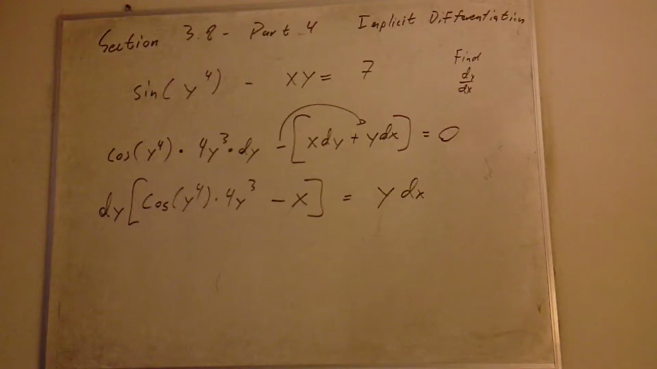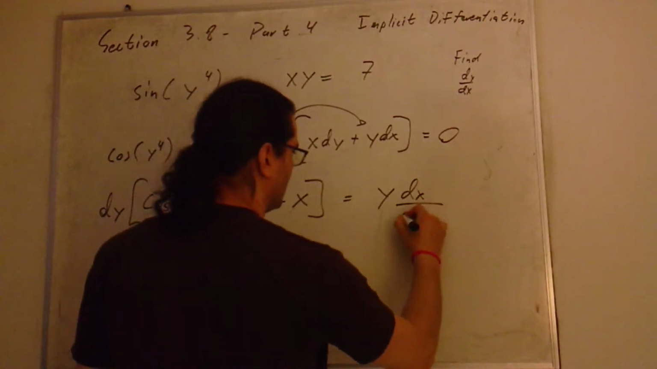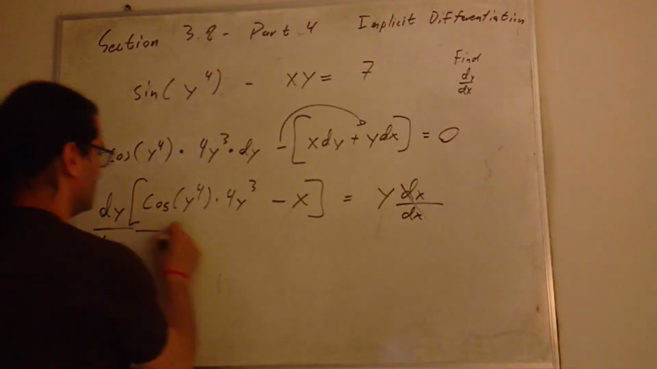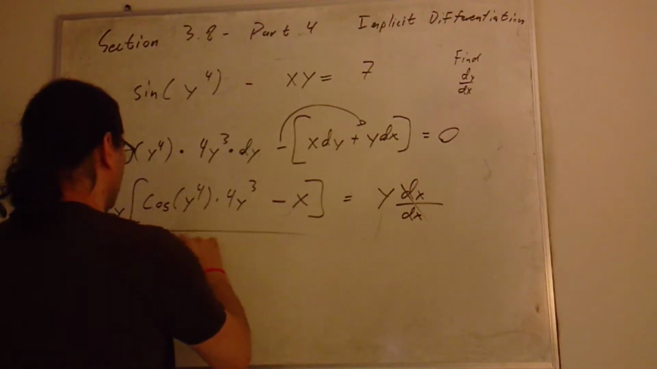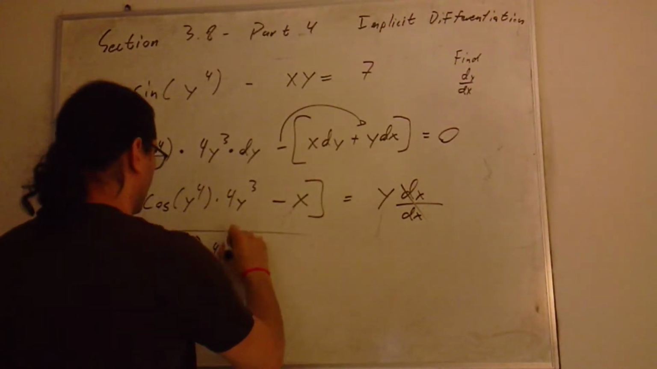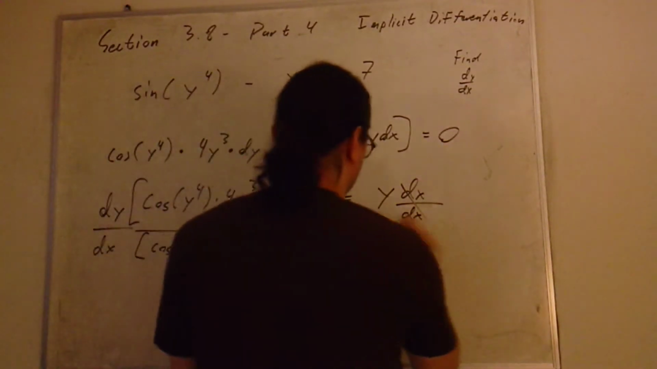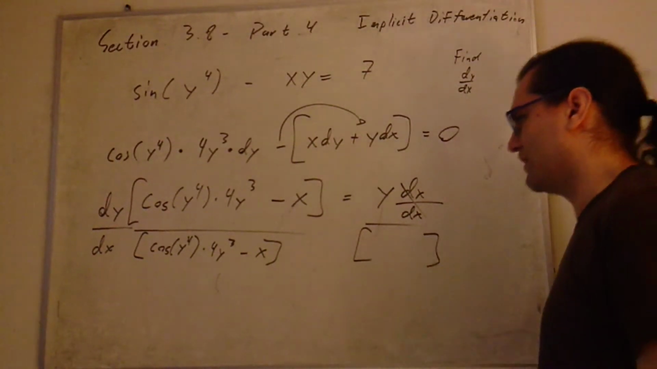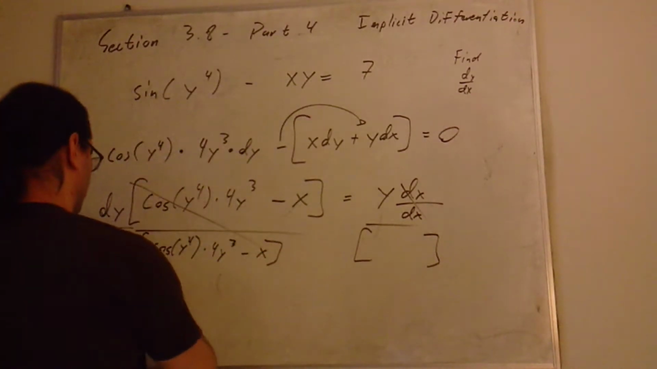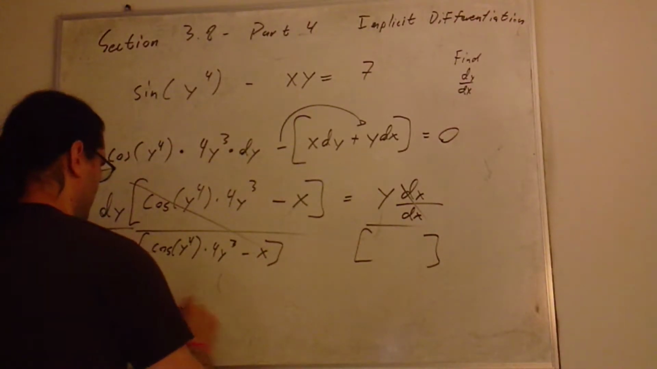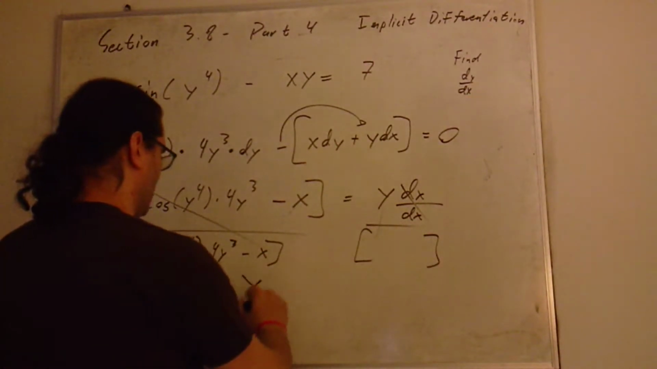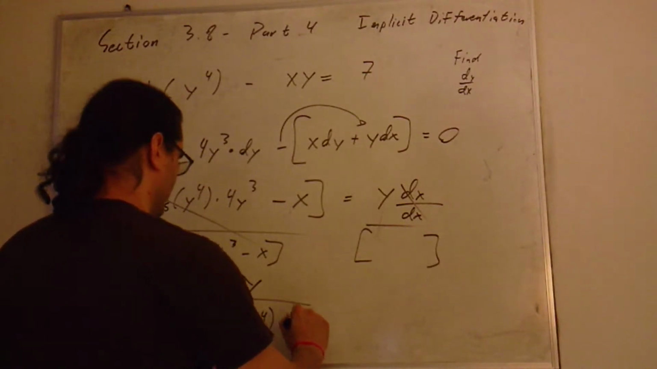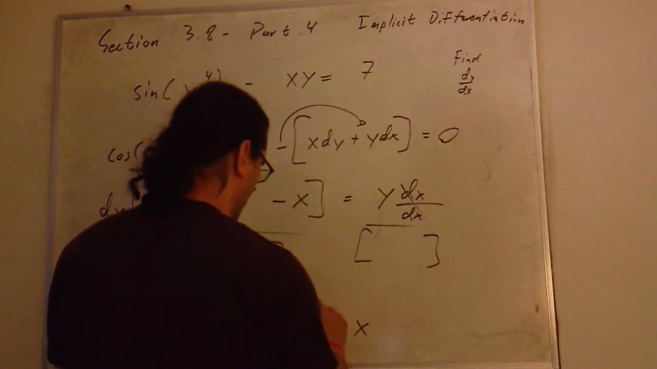We're good. Now I just need to do some division. I'll divide both sides by dx, so that cancels, and this becomes what I want. And I'll divide both sides by this giant set of brackets. Cosine y to the fourth times 4y cubed minus x. I'm not going to write it. You know what's in the brackets. It's being divided there. Cancels here. dy dx equals y over cosine y to the fourth times 4y cubed minus x.